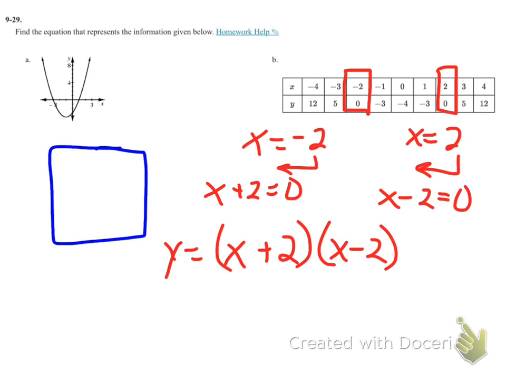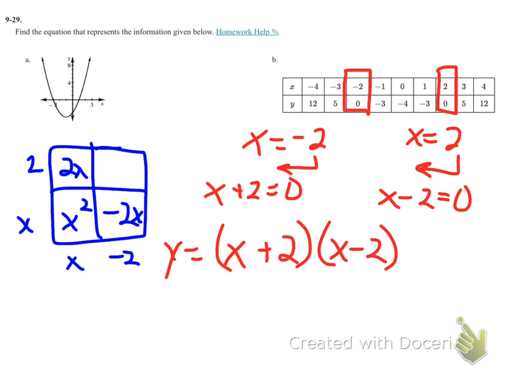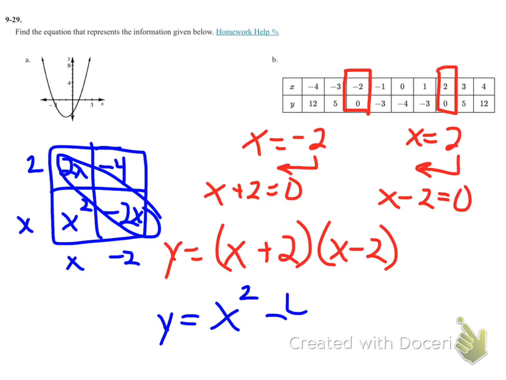So now if I want to multiply this out, x plus 2 and x minus 2, I have x squared, 2x, -2x, and -4. This time, because it's a difference of squares, the like terms equal 0. So the equation in standard form is x squared minus 4.